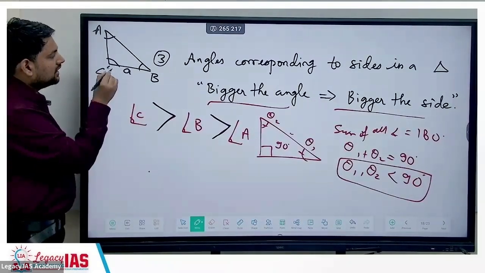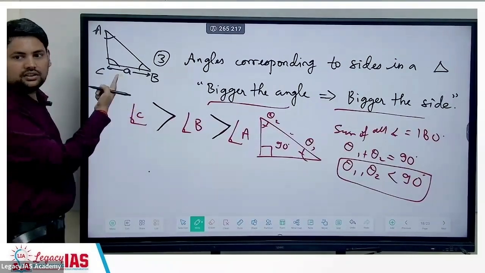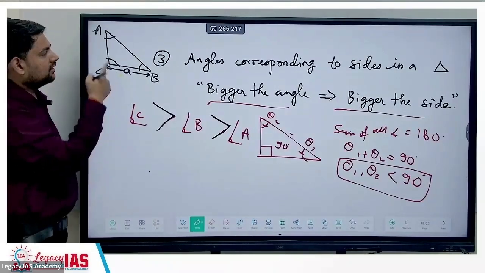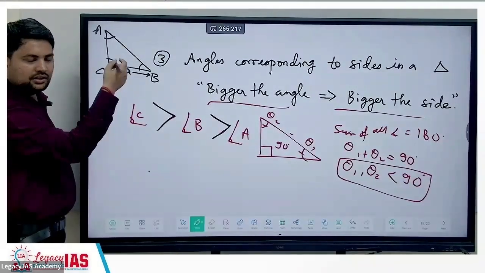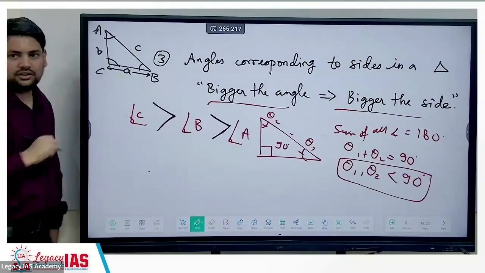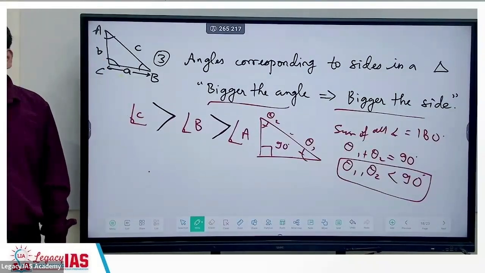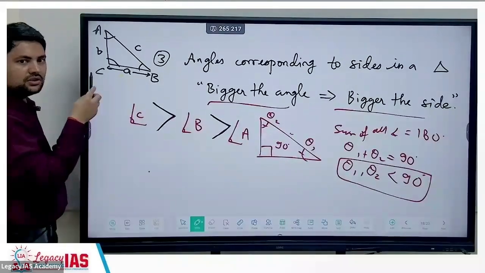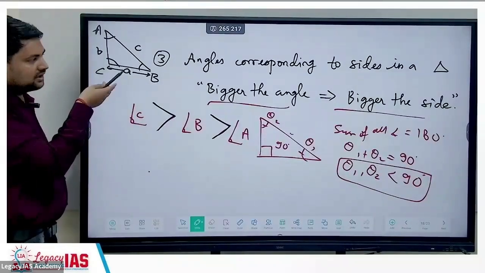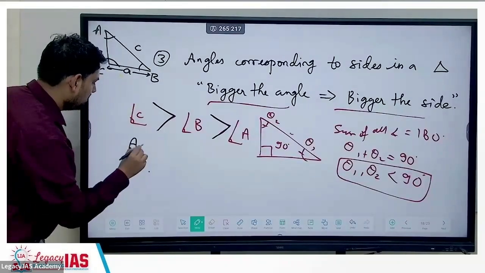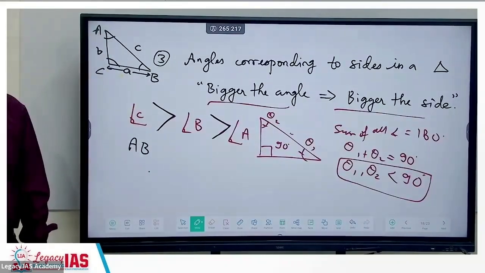What will we call this length? Small a, understood? Because it is opposite to A. Then here we'll call it small c, and here small b. This is how we usually name them. So now angle C is the largest. Which side would be the longest? Small c, or you can write AB also. AB would be the longest side.